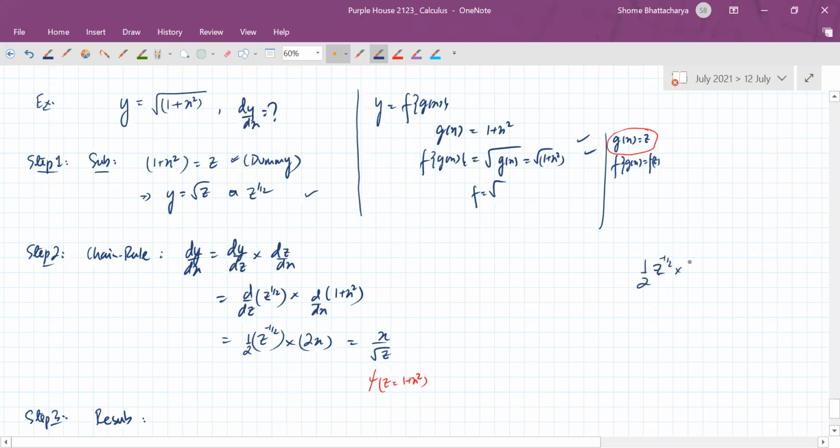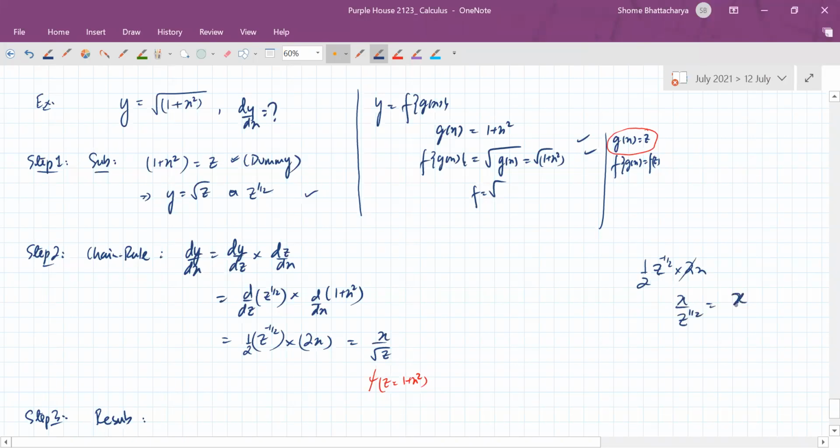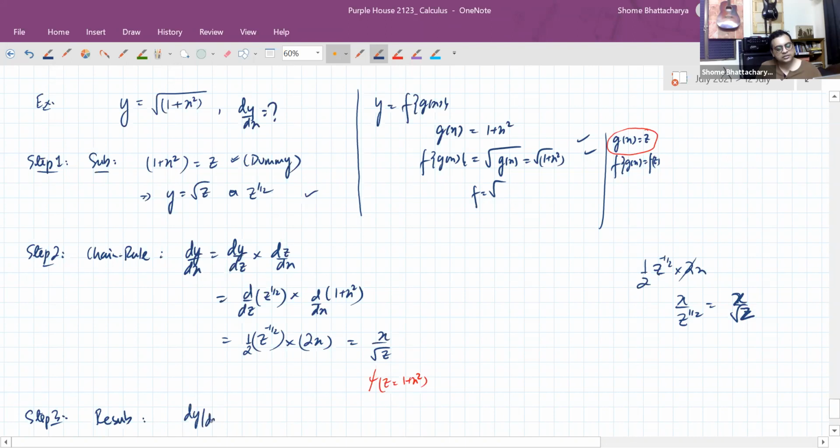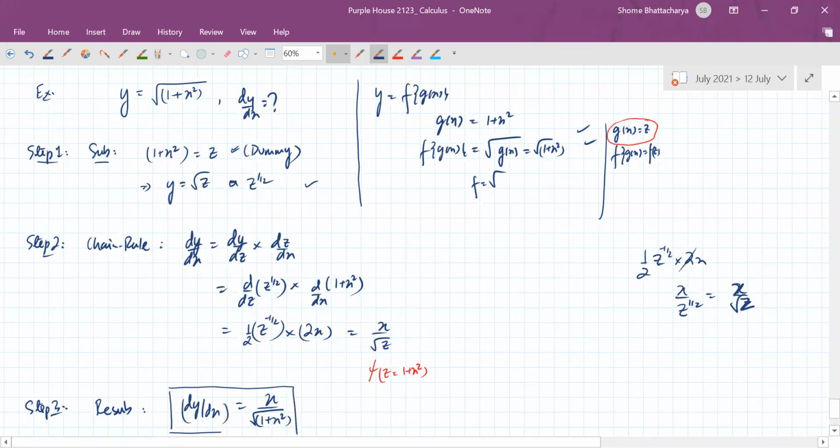Got it? Okay, so 2 cancels out. x upon z to the power half. That is x upon... Okay. So finally our dy by dx becomes the same thing, but we'll just replace z with 1 plus x square. So that becomes my answer. That's now the derivative. Sir, this was wrong answer.